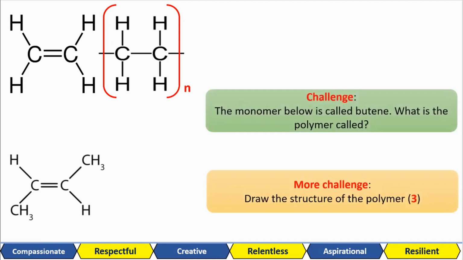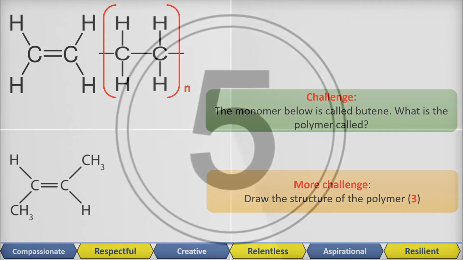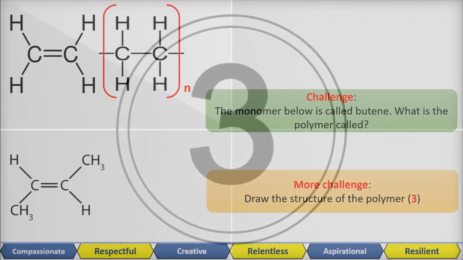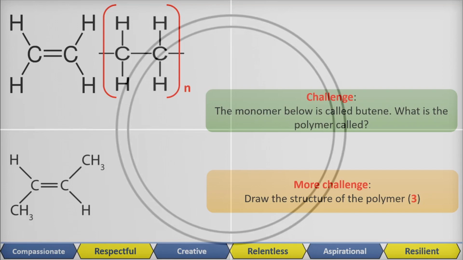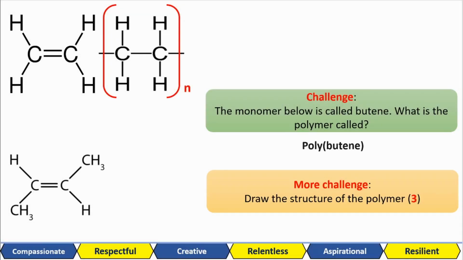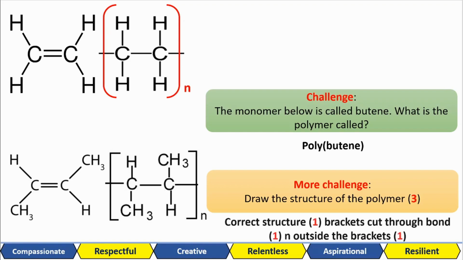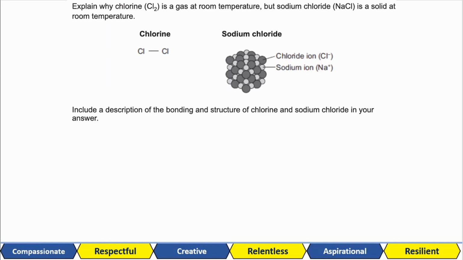Here are some challenge questions for you to have a go at. The polymer will be polybutene. To get the 3 marks when drawing, you need to make sure that you have drawn the correct structure inside the bracket, then that the bracket cuts through the bond like I spoke about, and also you've got that small n on the outside.